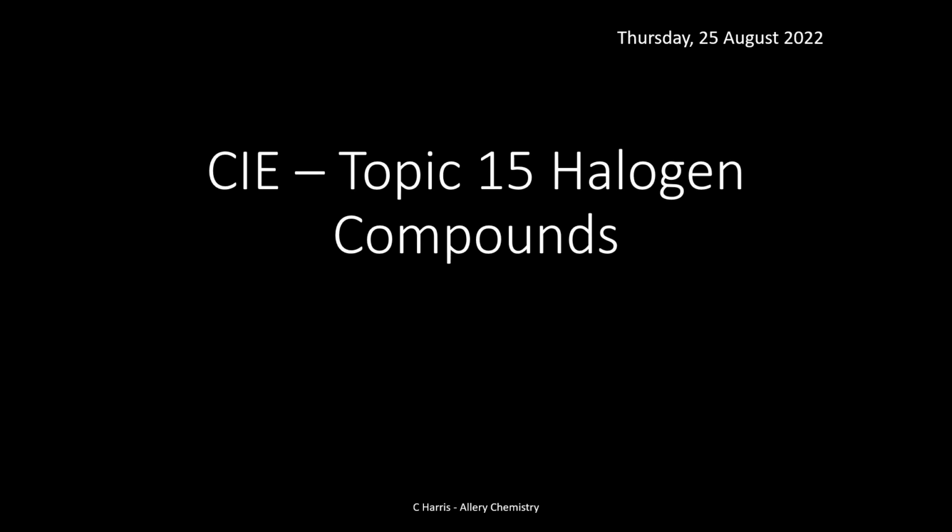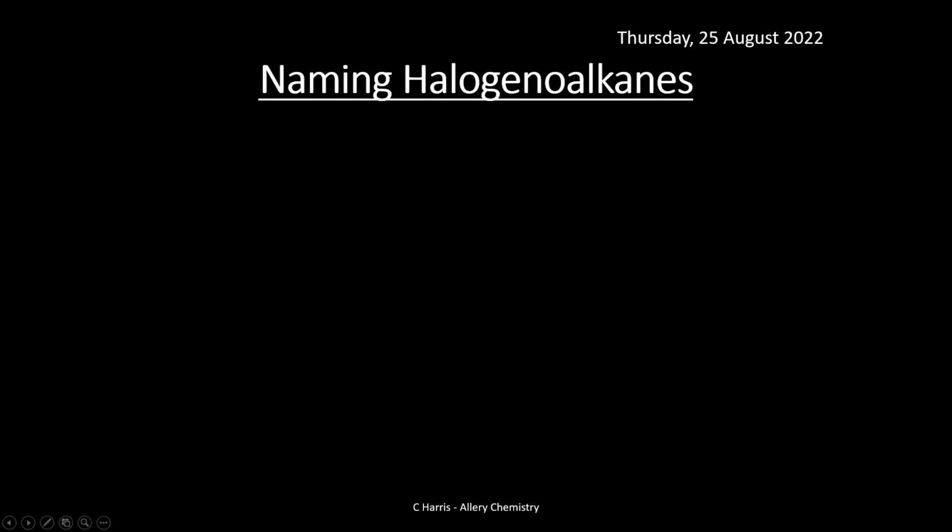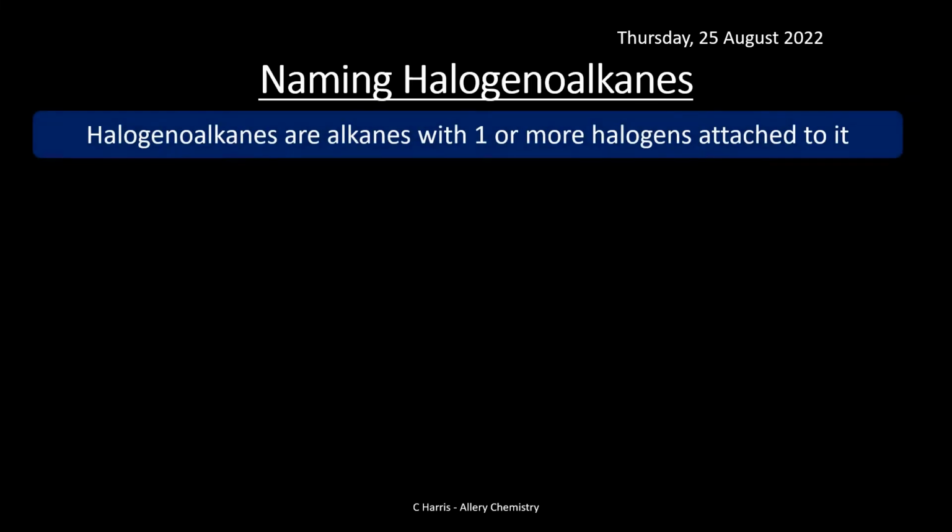All right, okay, so let's have a look at the first part. You'll probably find there's a lot of the CIE topics that overlap, so you might see bits and pieces here from previous topics. There's no harm in going through it just to make sure that you understand what's expected of you. The most sensible place to start is naming halogenoalkanes, the nomenclature side of it. Halogenoalkanes are basically alkanes with one or more halogens attached to them. Halogens are your group 7s, remember, so you've got fluorine, chlorine, bromine, iodine, etc.